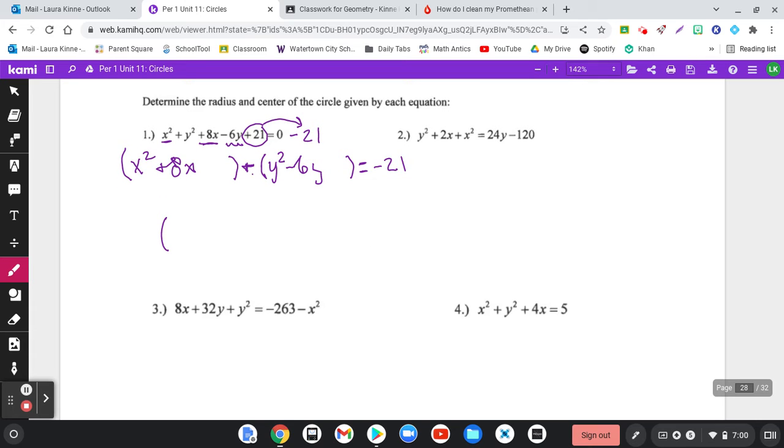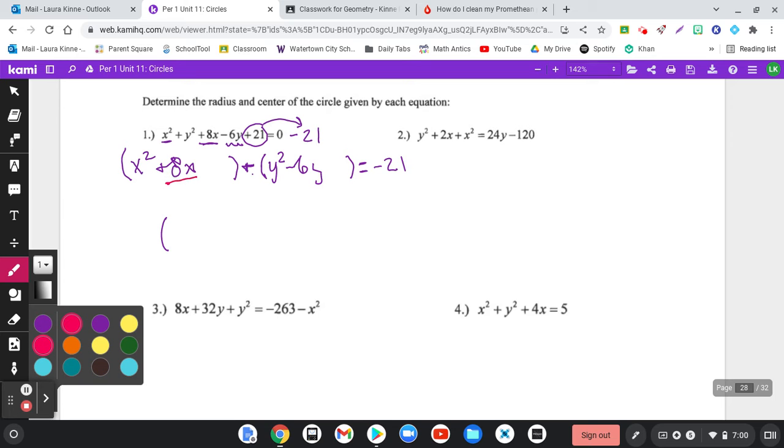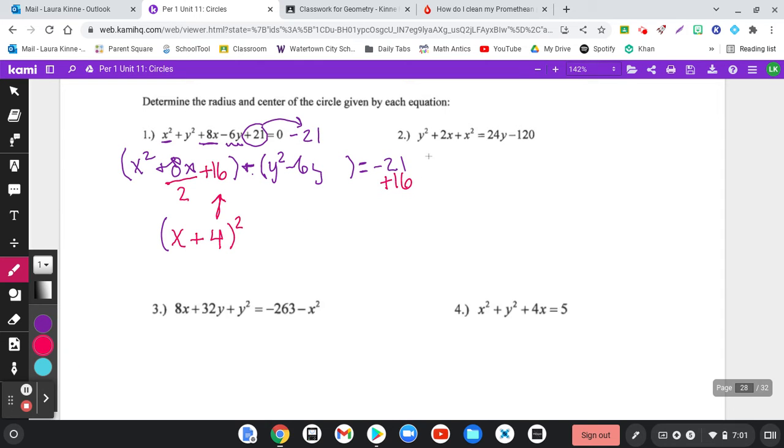Okay, so now what you're going to do is take whatever is with x right here and divide it by 2. Since it's plus 8x, it's going to be in here. We're going to have x plus 4 squared. Now if that really was 4 squared, you would see a plus 16. So I'm going to just add 16 over here, because you can't just add one thing to one side. You can't just randomly add a 16. Now we're going to do the same with the y.